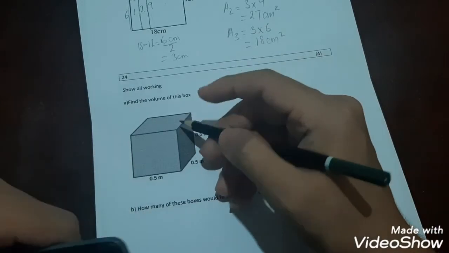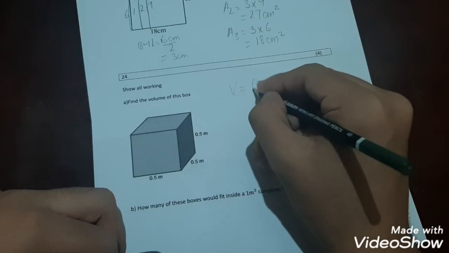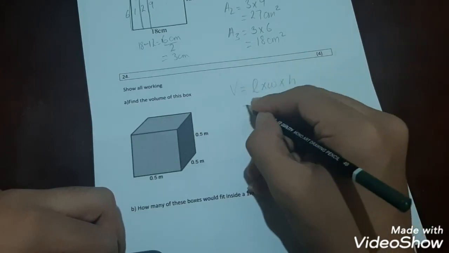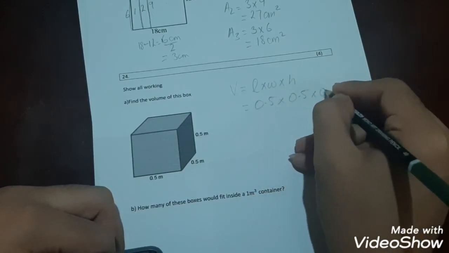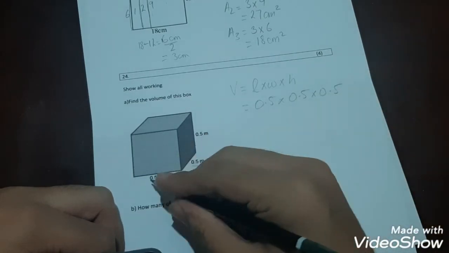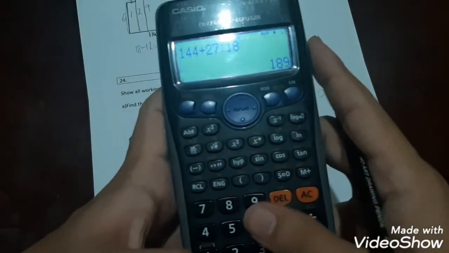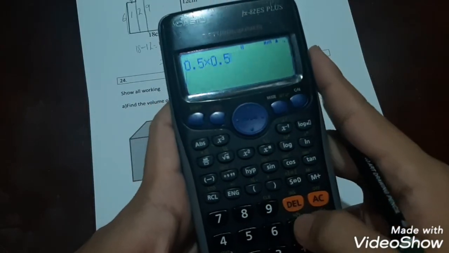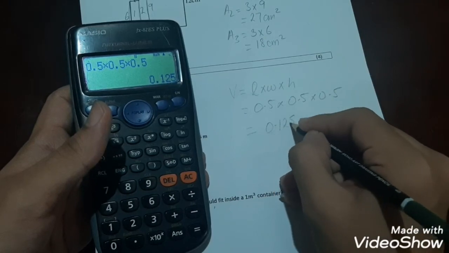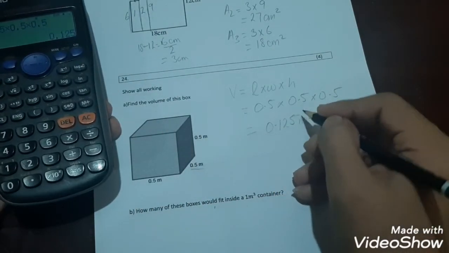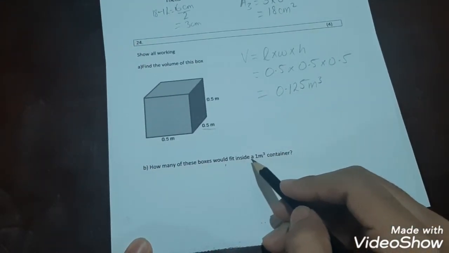And then question 24 states, find the volume of this box. So the formula for volume is V is equal to length times width times height. So the length is 0.5 multiplied by 0.5 multiplied by 0.5, as all sides are equal as it is a box. You will use the calculator: 0.5 multiplied by 0.5 multiplied by 0.5, this will be 0.125 meter cube.